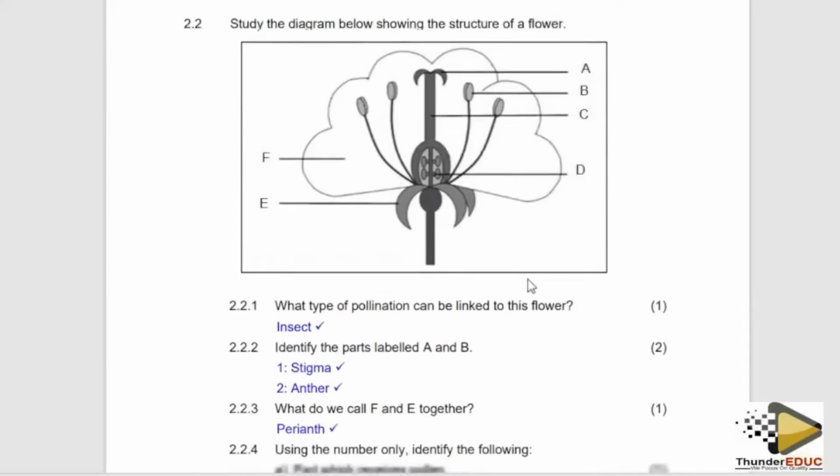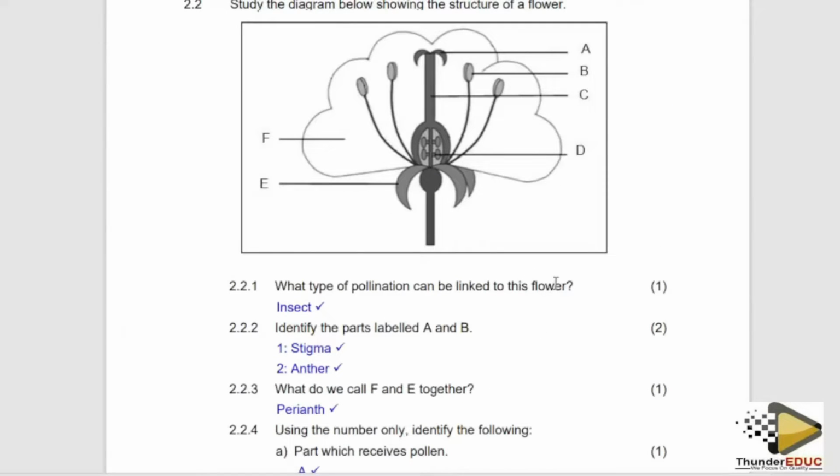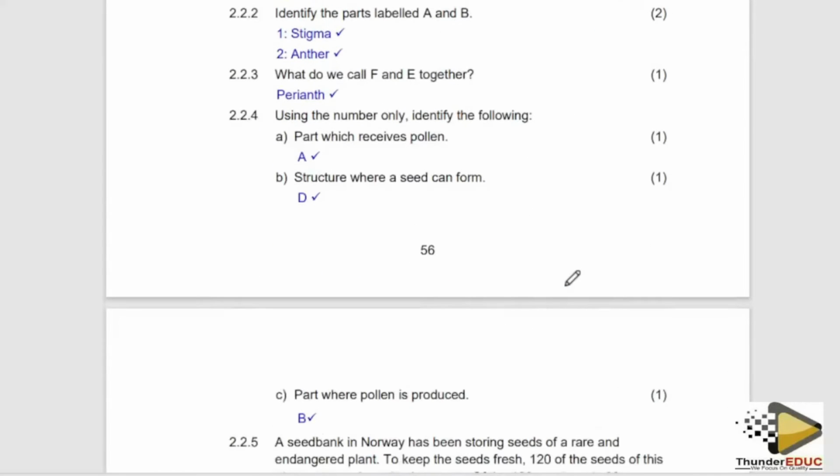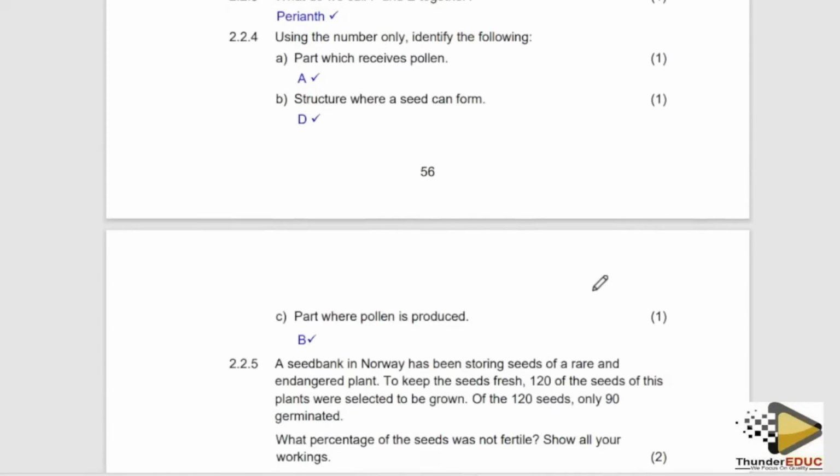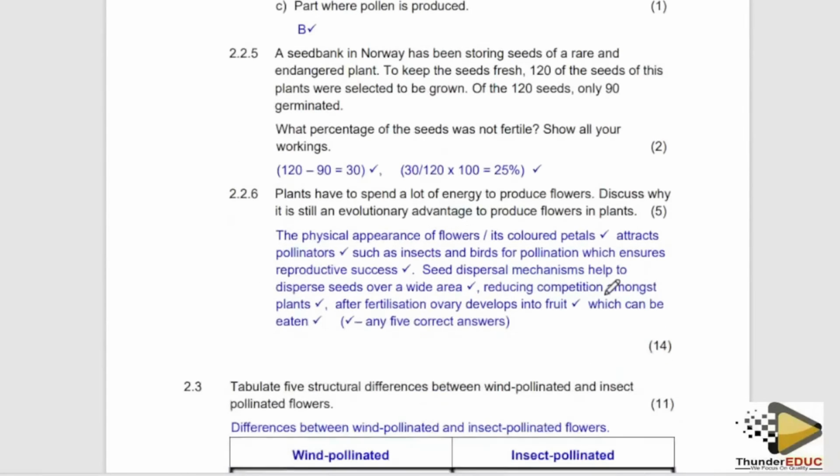So flower, check. What type of pollination is this? They're telling you insect. You know why? As I explained, check this. Anthers are below the stigma. The petals are big. Don't forget the brightly colored petals. If you check the other flower I showed you, it's brightly colored. So we have some characteristics which we are supposed to look at to classify whether it's a wind pollinated flower or an insect pollinated flower.